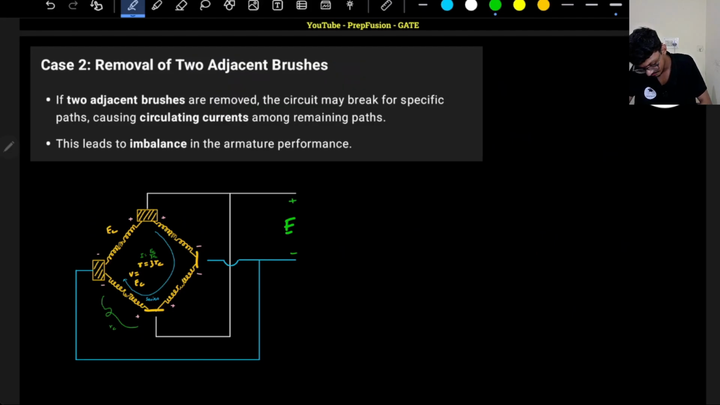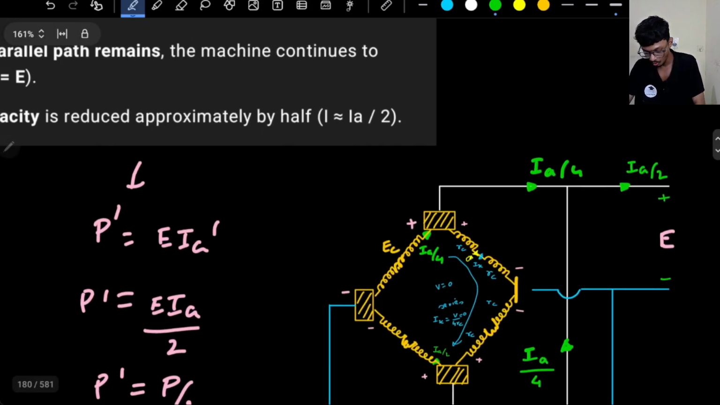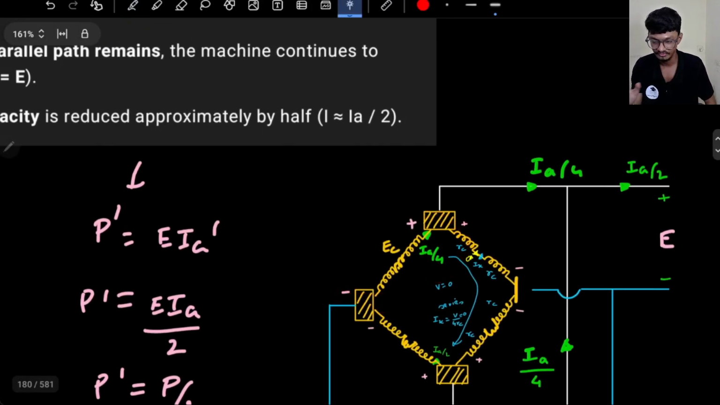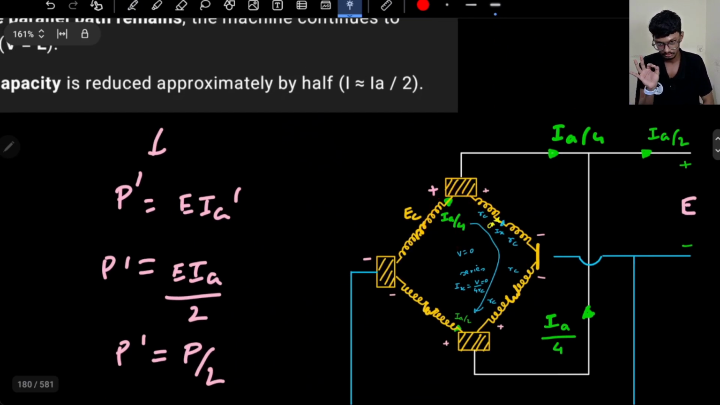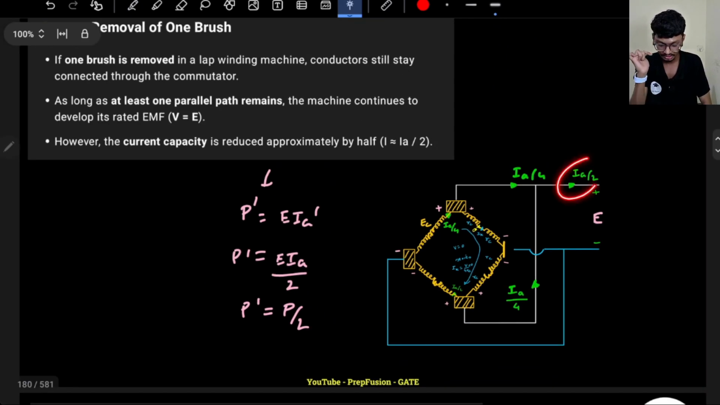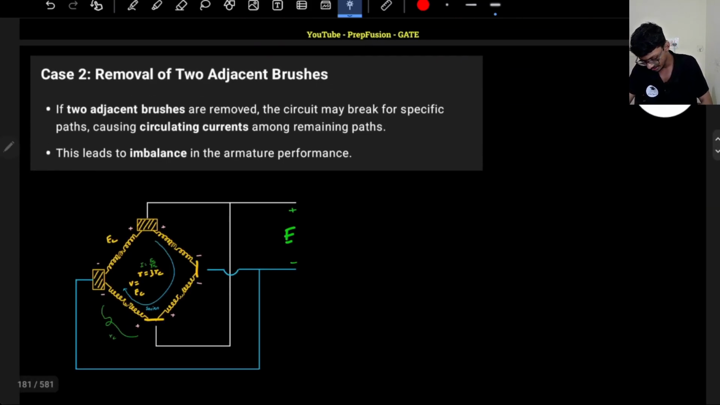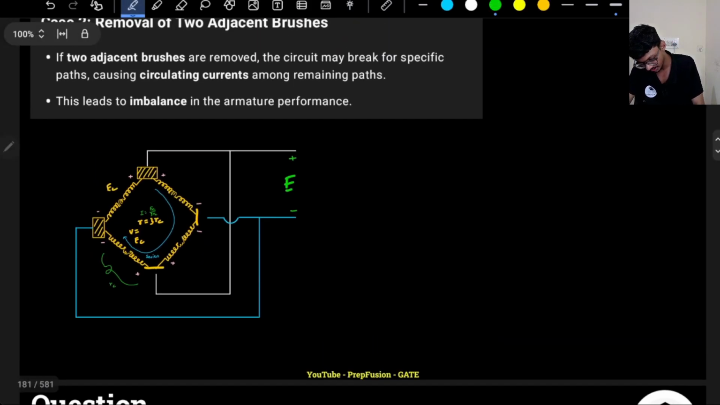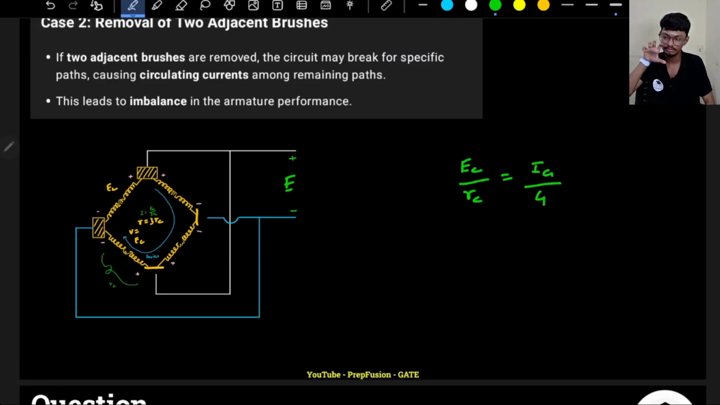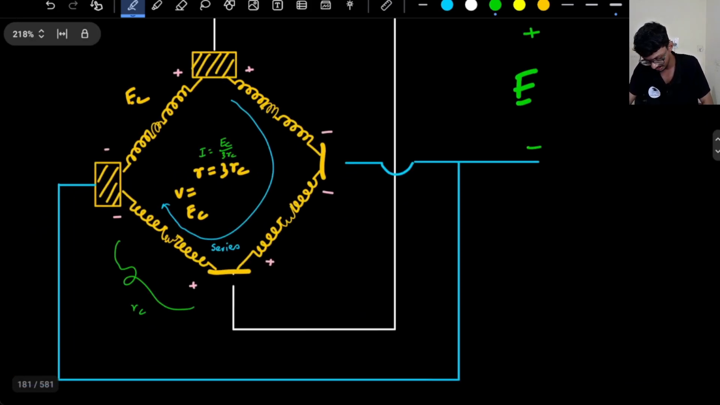So EC by RC, if you remember, if all of the parallel paths were working perfectly, EC by RC is IA by 4, because overall current divided by the number of parallel paths, which is 4 in this case. For every coil, it is rated for IA by 4 amount of current, but it is EC by 3 RC, so there is a bit of imbalance of current. That is the problem.